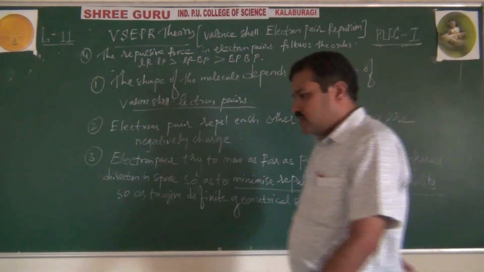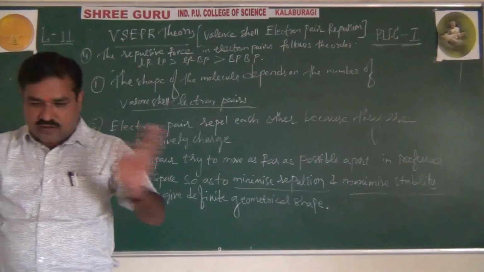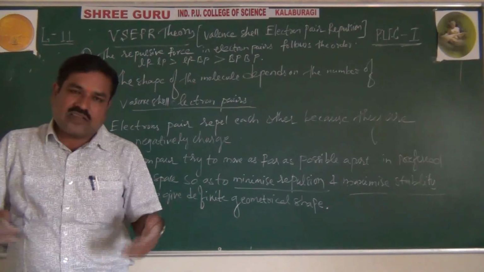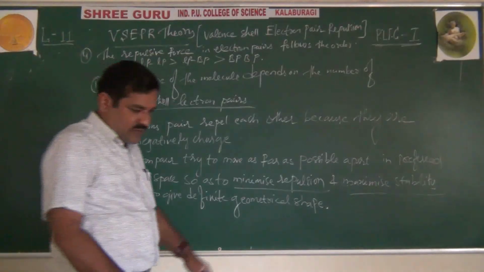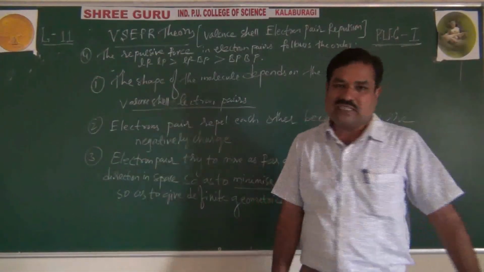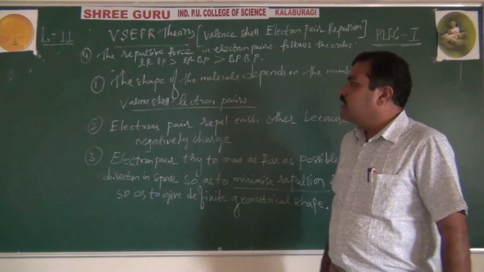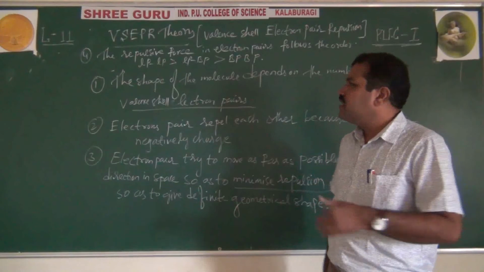The more the lone pairs, the more the repulsion, causing strain and minimizing the bond angle, right? As the number of lone pairs of electrons increases, bond angle decreases, inversely proportional. If they ask you for theory, you can write these four. And another two are there, they are applicable, but not necessary, right?